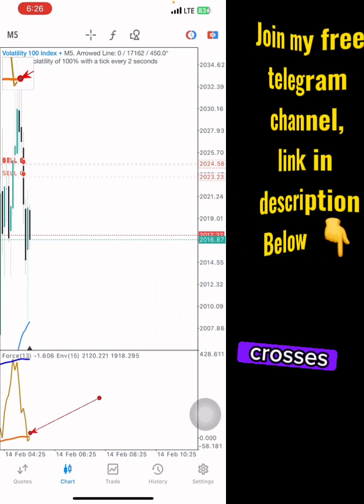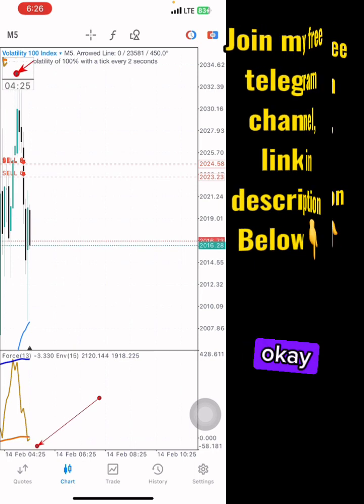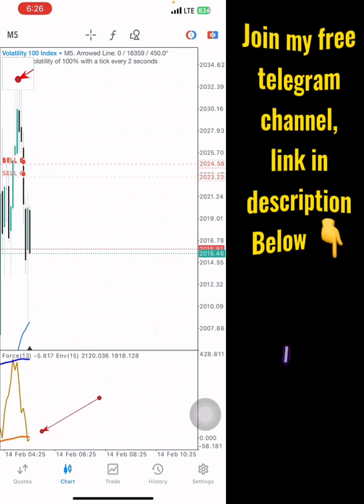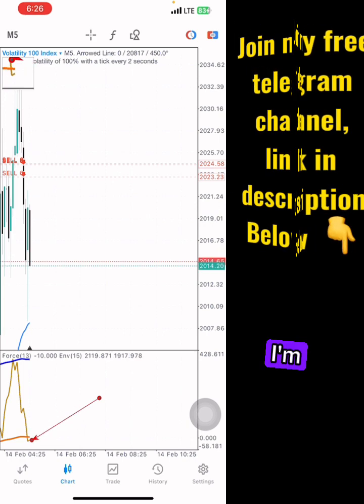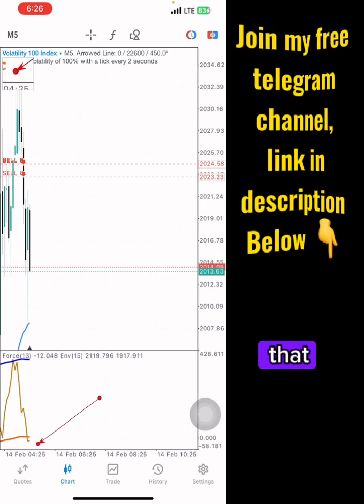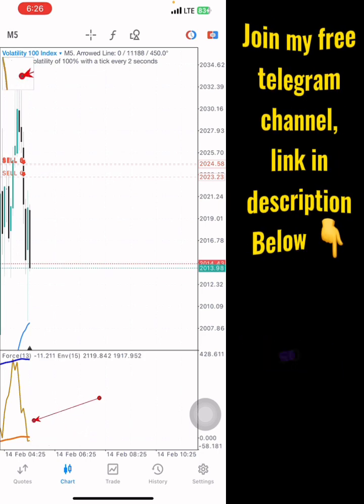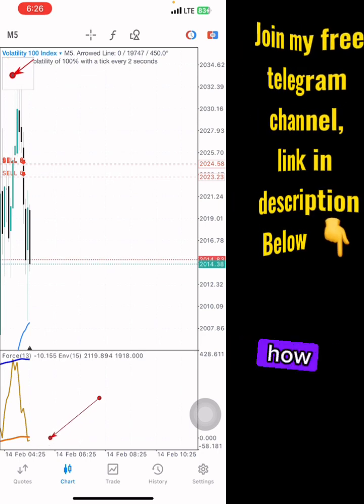it now crosses below it like this, okay? So now that it has crossed below it, I'm going to take my profit here, okay? This is so massive, guys. This is just how it works.